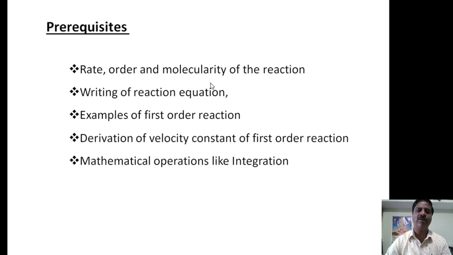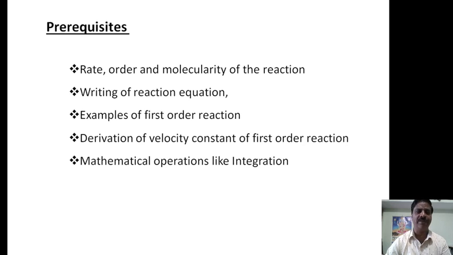Then molecularity. What is meant by molecularity? The number of molecules that participate in the reaction is called the molecularity of that reaction. Now molecularity may be unimolecular, bimolecular, termolecular reaction, whatever it may be. Therefore the number of reactant molecules that participate in the reaction is called the molecularity of that reaction.